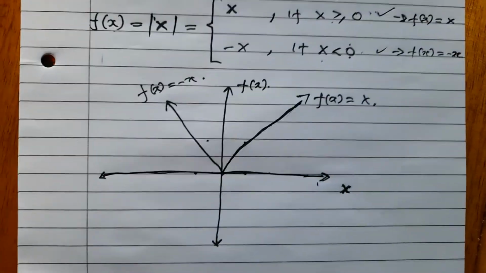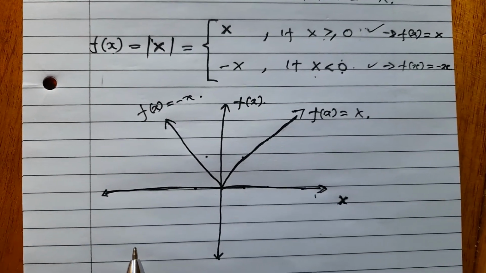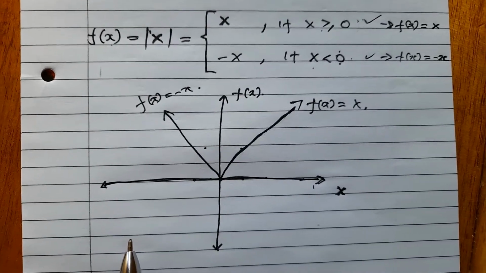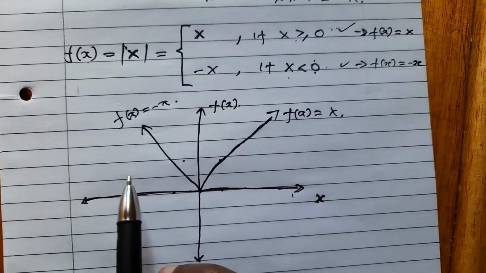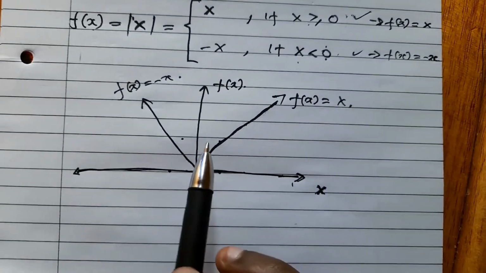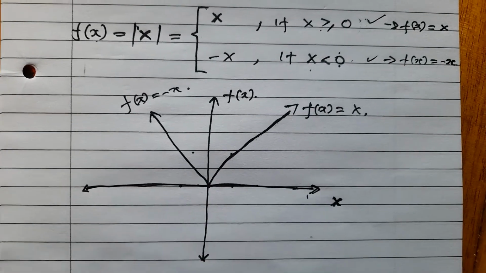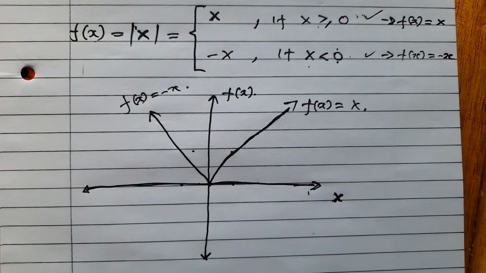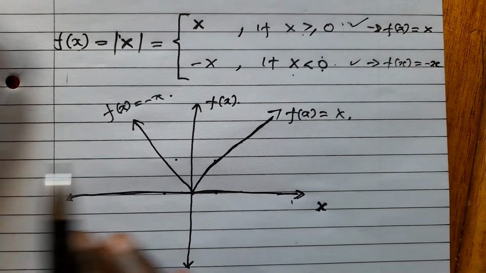So basically, to represent a piecewise function on a graph, we plot each piece based on the domain given. So we are plotting each piece individually for the given domain. Maybe we can have another example here that is more advanced on how we can sketch a piecewise function.